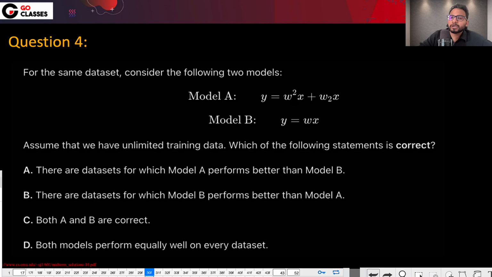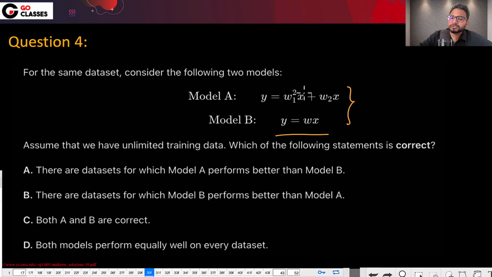But now you are having W1, W2. So these are two independent weights, right? Now if you compare these two, this is a linear regression, and even if you are having W1 square or something like this, it is still a linear regression, right? Because the features are linear. You focus on x. The features are linear.